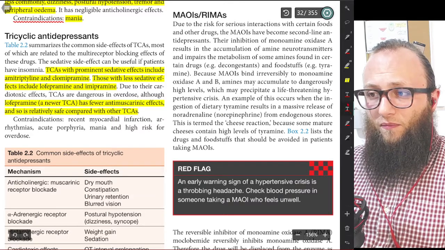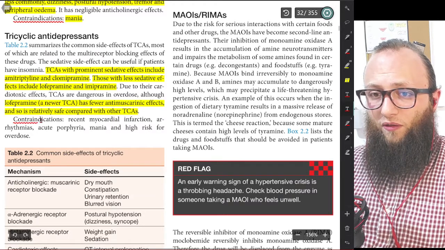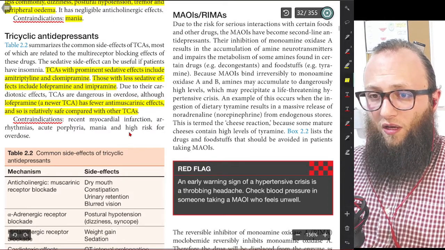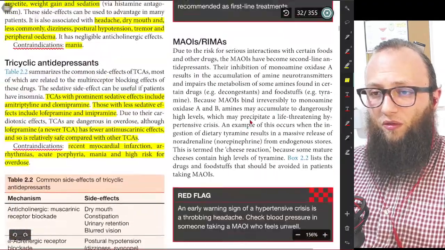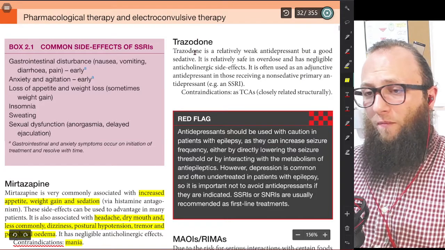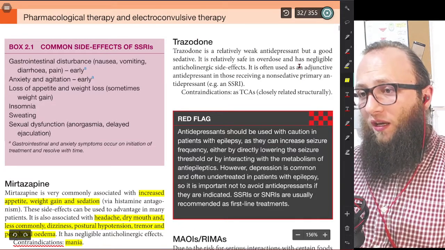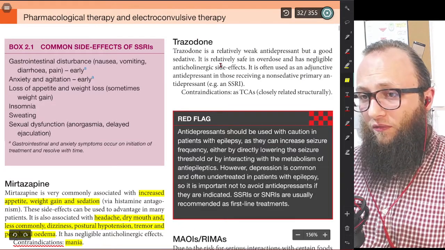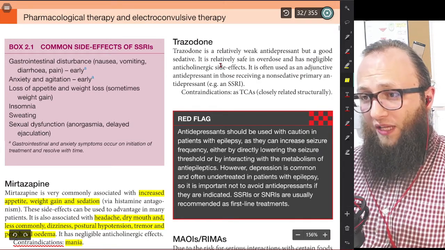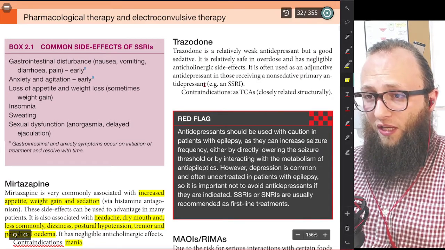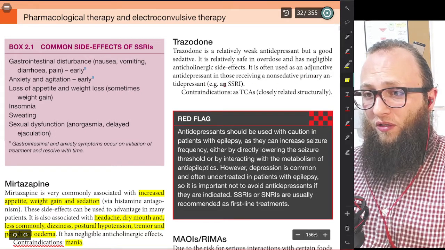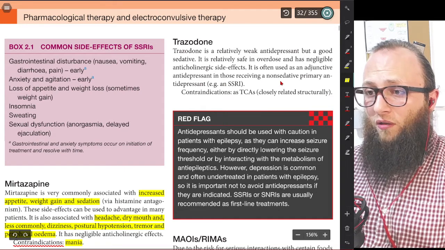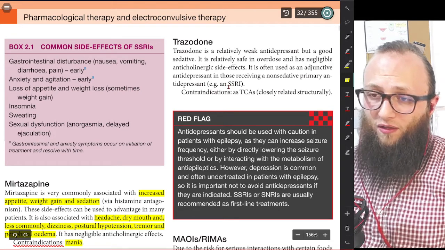Contraindications: recent myocardial infarction, arrhythmias, acute porphyria, mania, and high risk for overdose. Okay. Trazodone. Trazodone is a relatively weak antidepressant, but a good sedative. It is relatively safe in overdose and has negligible anticholinergic side effects. It is often used as an adjunctive antidepressant in those receiving non-sedative primary antidepressants like SSRIs.